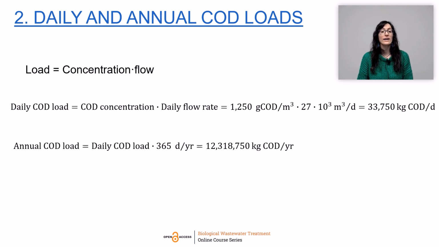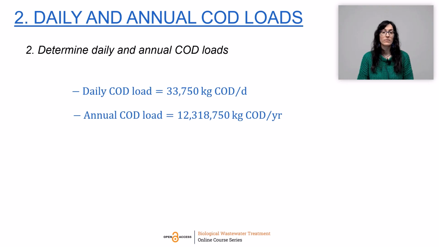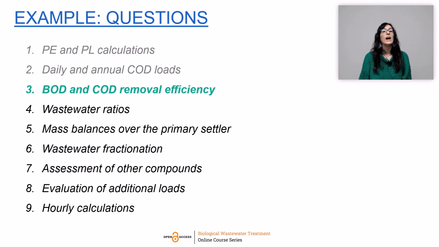This way, we can calculate the daily COD load by multiplying the influent concentration by the flow rate. And then we can calculate the annual COD load by expressing the daily load in units per year instead of per day. So, by multiplying the concentration by the flow, referred to the different time units, we have calculated the daily and the annual COD loads of this plant. We have completed now the second question, so let's go to the third one.